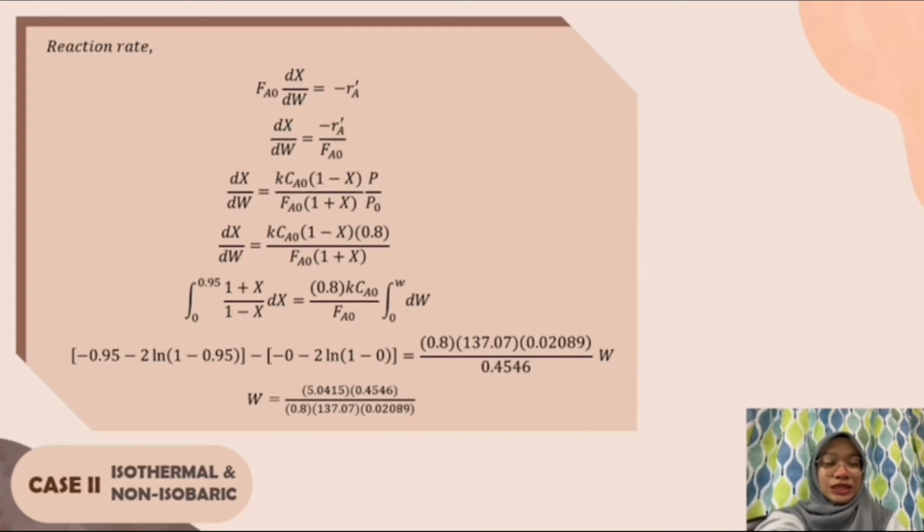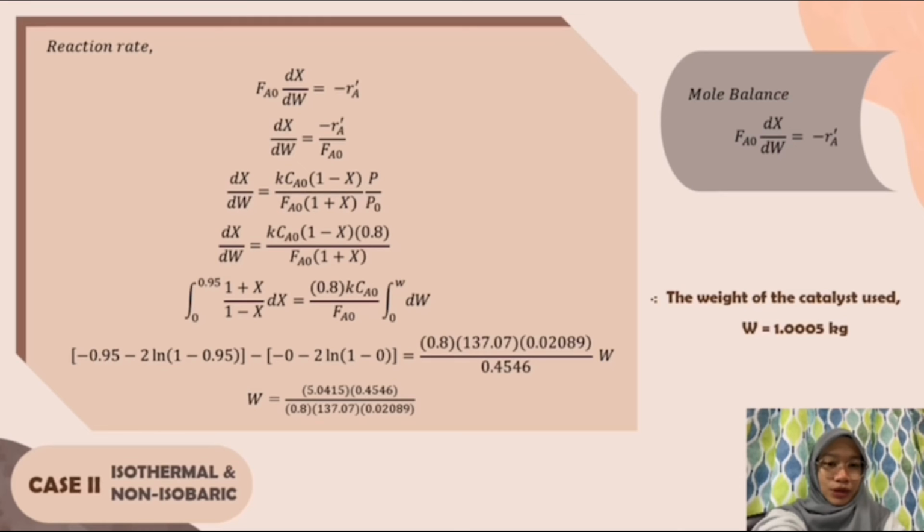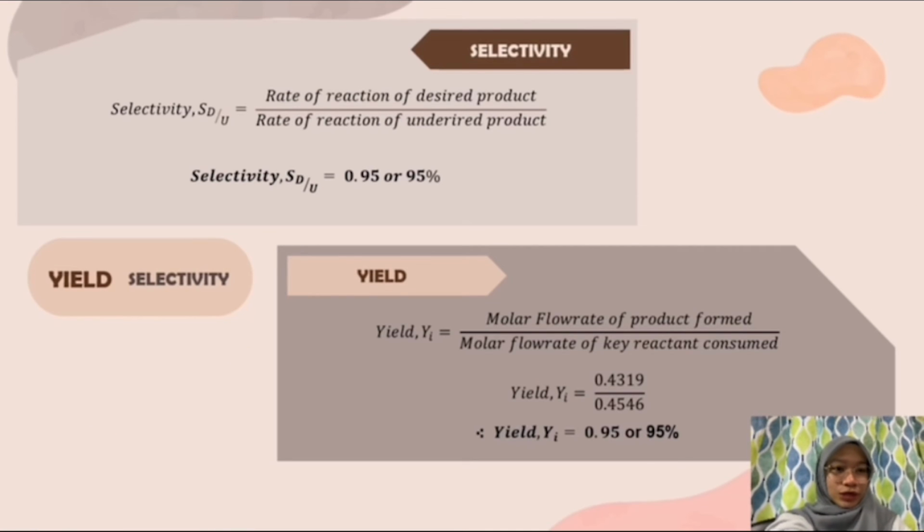Moving on to the next case, which is non-isobaric, the pressure drop is from 1 atm to 0.8 atm. All the steps are the same as case 1, but we just have to include the P over P initial value, which is 0.8. The final answer, the weight of catalyst used in this case, is 1.0005 kg.